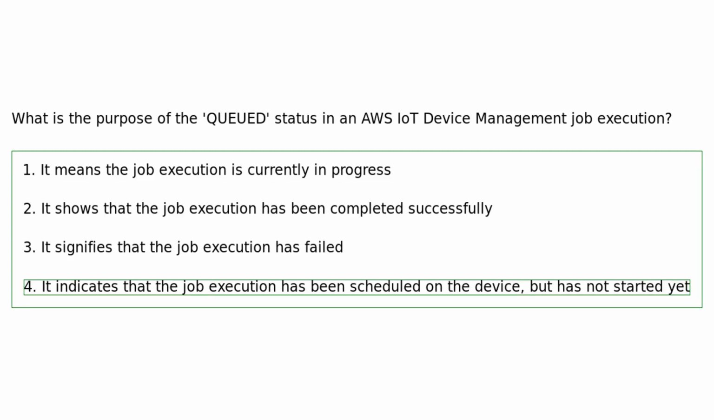The queued status in an AWS IoT Device Management job execution indicates that the job has been scheduled on the target device, but the execution has not yet begun. The device is aware of the job but hasn't started processing it.